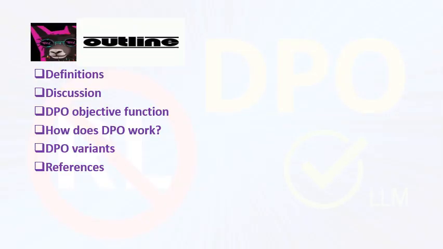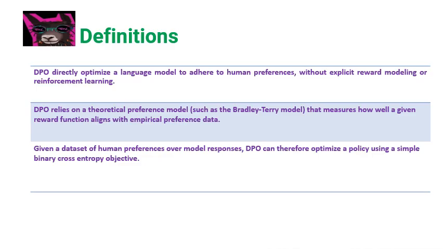Here you see the outline of the presentation. We start with definitions and discussion, then continue with the DPO objective function and how DPO works. We present DPO variants and finally present the references. Okay, let's start with some basic definitions.